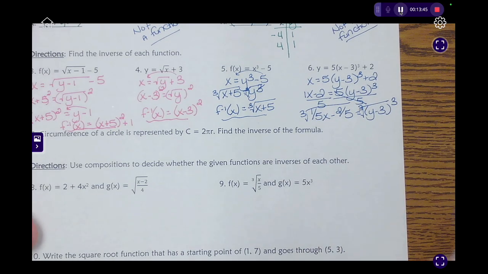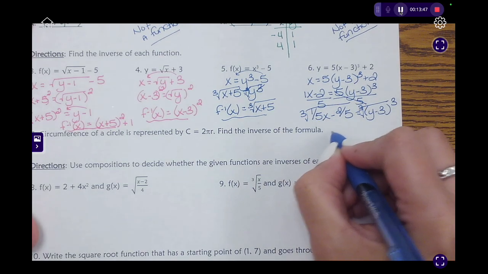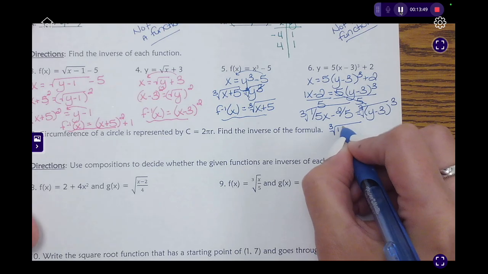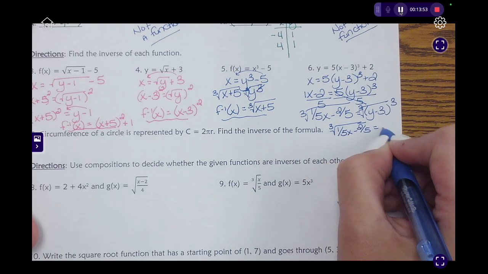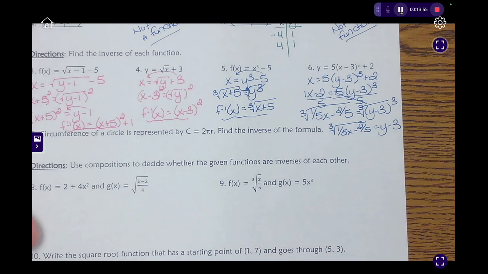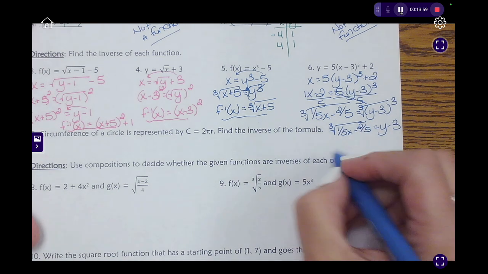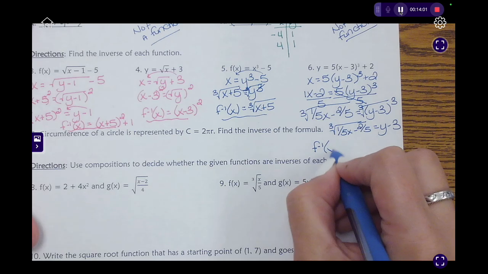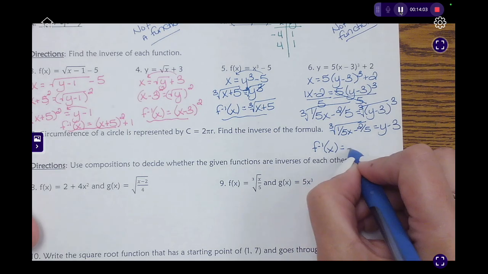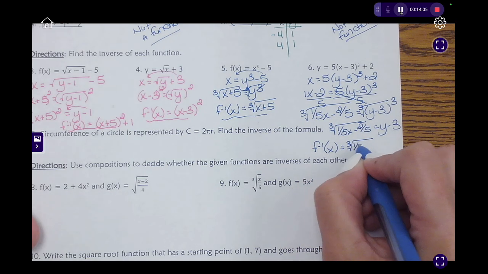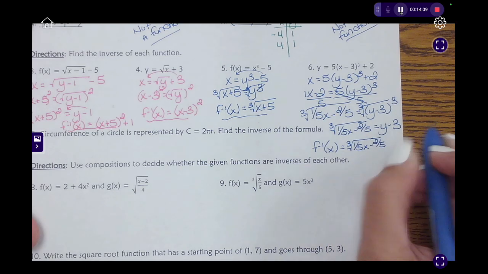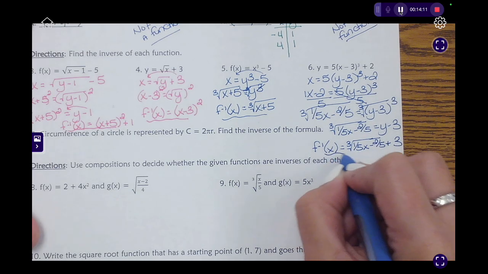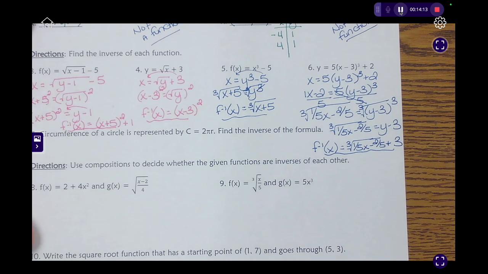Okay, so looking at this, that's going to leave me with the cubed root of 1/5 x minus 2/5 equals y minus 3. So the only thing I have to do to get that y by itself now is add 3 over there. So I ran out of room a little bit, but I'm going to have the cubed root of 1/5 x minus 2/5, and then that 3, when I bring it over, becomes a plus 3. So that would be your inverse notation.